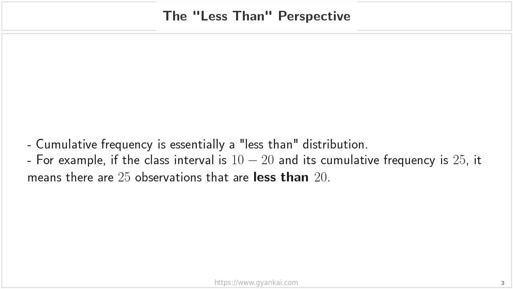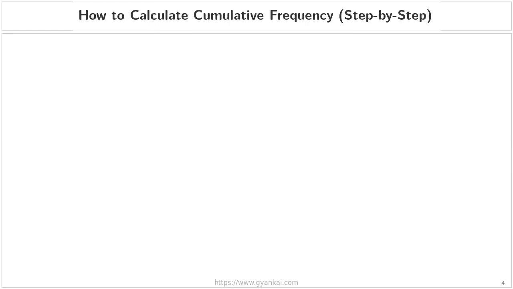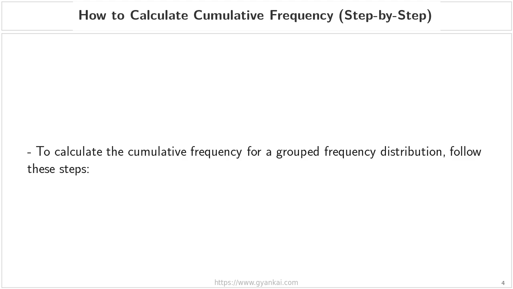How to calculate cumulative frequency, step by step. Now that we understand the concept of cumulative frequency as a running total, let's look at the practical side. On this slide, I will walk you through the step-by-step process of how to actually calculate these values for a grouped frequency distribution. First, step 1. You always begin with the very first class interval. Since there are no previous groups to add, the cumulative frequency for this first class is simply equal to its original frequency.